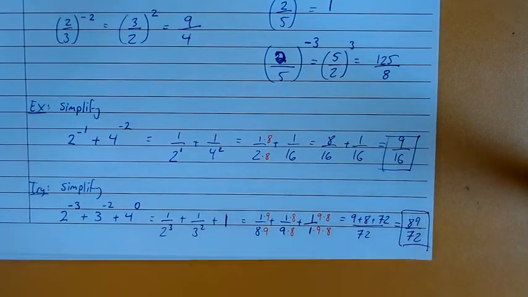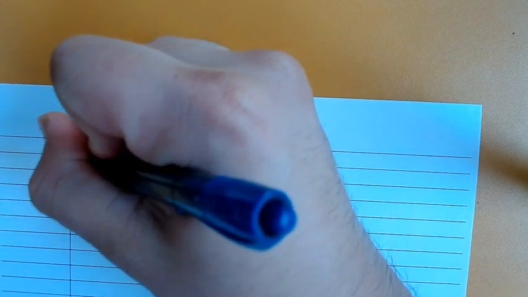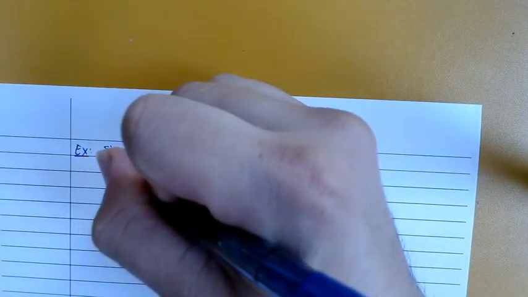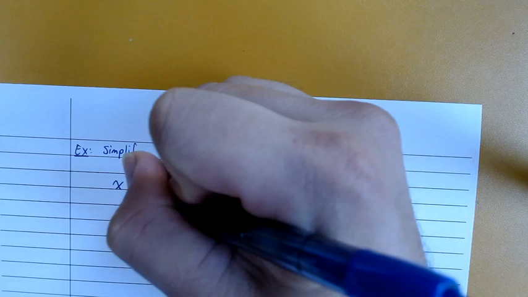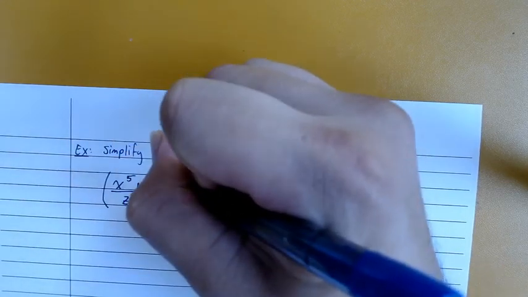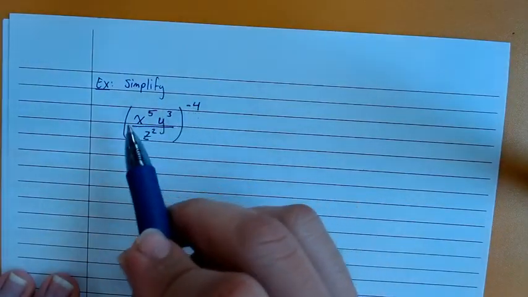Now, even though we define this using constant numbers, this applies to variables as well. So, for example, let's simplify. We can have x to the power 5, y to the power 3 over z to the power 2, and the whole thing will be raised to the power negative 4. Okay. Now, all of our properties of exponents still apply.